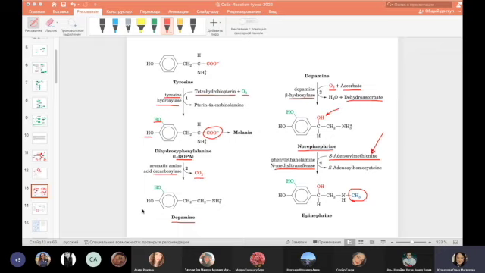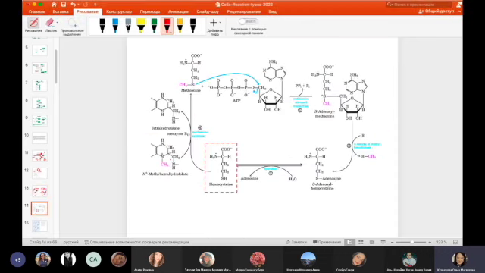It cannot be synthesized in our body, in our cells. It must be obtained with the diet. It has sulfur in the structure. The functional group of methionine is called the thiomethyl group. Thiomethyl group.